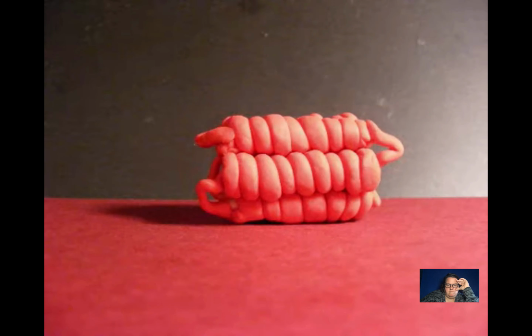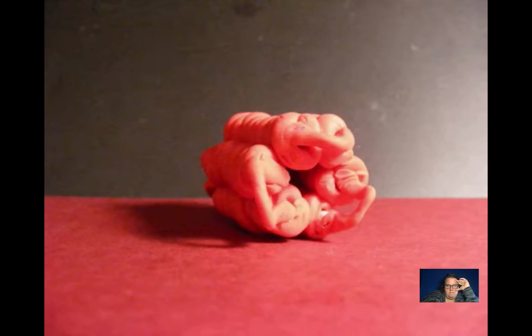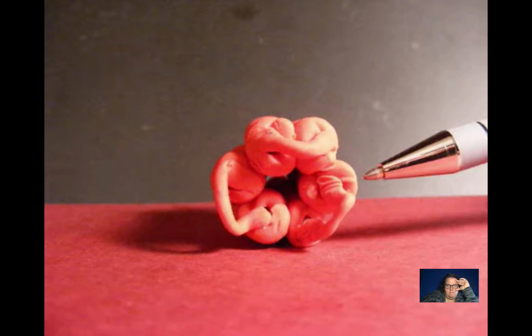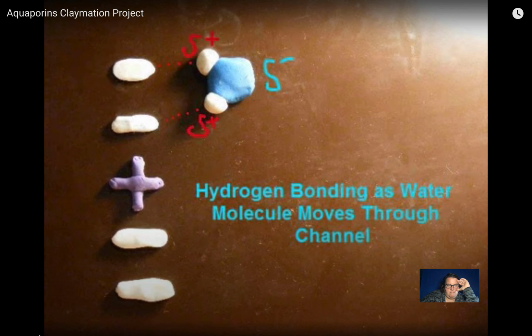Now let's take a closer look at the structure of the aquaporin that gives rise to its unique function. Each aquaporin subunit is formed by 6 alpha helices bundled together. The inside of a channel is lined with negatively charged residues that allow for hydrogen bonding between the water molecule and the protein.